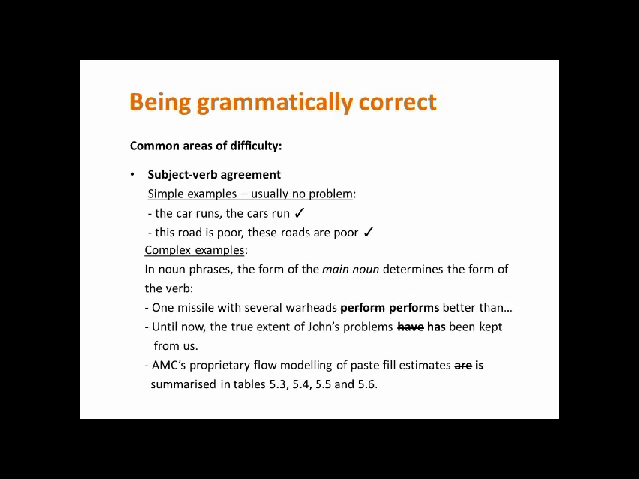So until now, the true extent of John's problems has been kept from us because we're talking about the extent. That extent has been kept from us. The fact that it's John's problems, plural, is not relevant to the overall structure, which is the true extent has been kept from us. And this is one that I saw in a report. So AMC's proprietary flow modelling of pace-fill estimates is summarised in these tables. Again, not are, because we're talking about the modelling, not the estimates themselves. So I hope that that's clear.